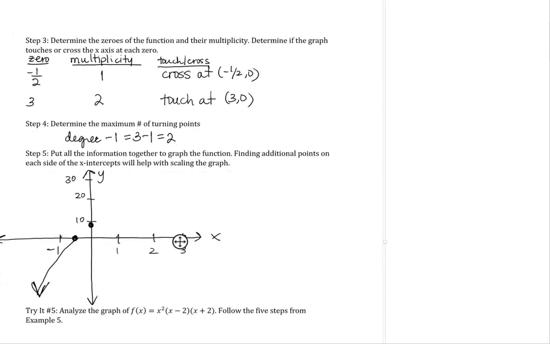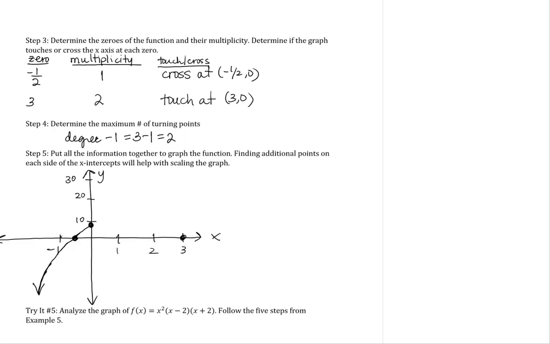So coming in from the left side, just this piece right here is using the end behavior. I'm going to come in, get that x-intercept. Now what should we be doing at -1/2? We should be crossing the x-axis. So we're going to cross through the x-axis and go hit our y-intercept at the point (0, 9).